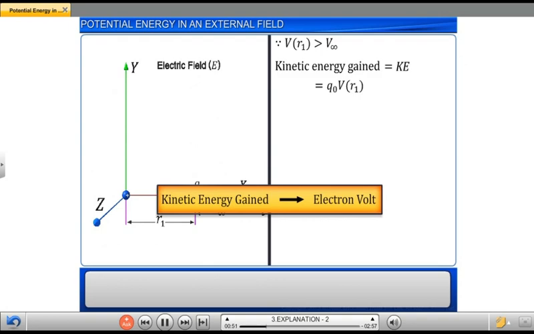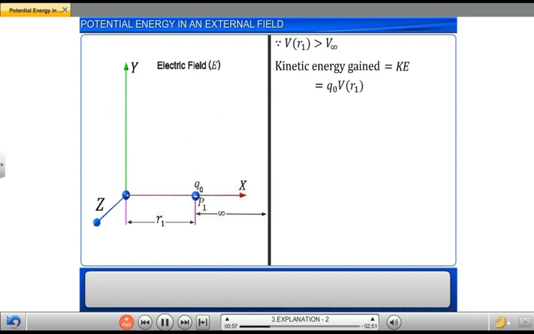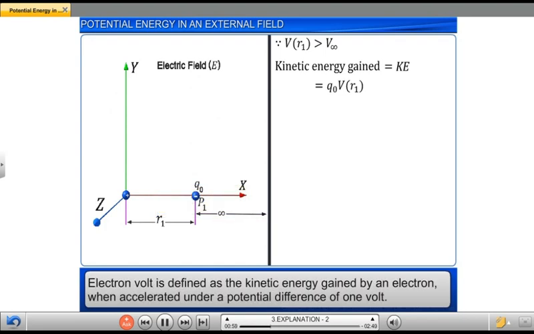This kinetic energy gained by the electron is called 1 electron volt. Electron volt is defined as the kinetic energy gained by an electron when accelerated under a potential difference of 1 volt.